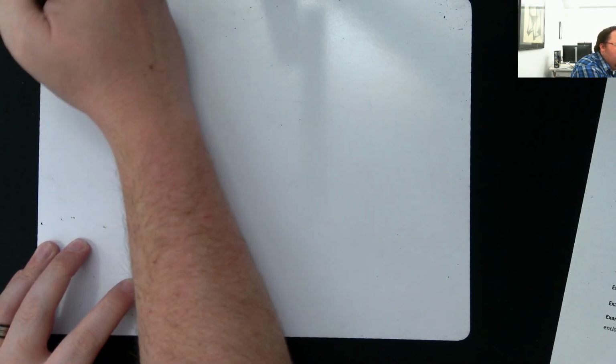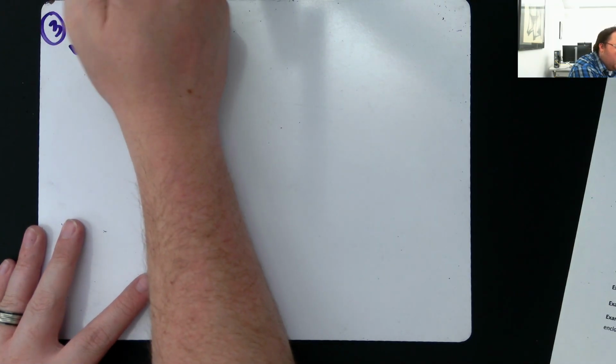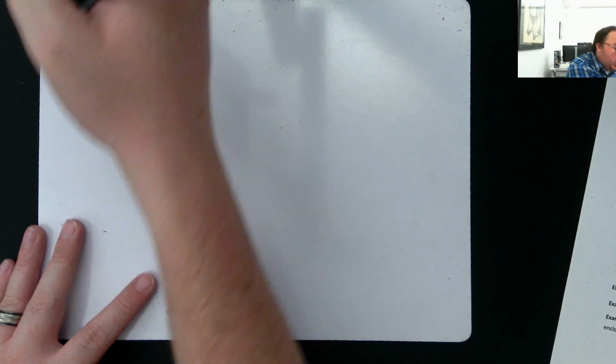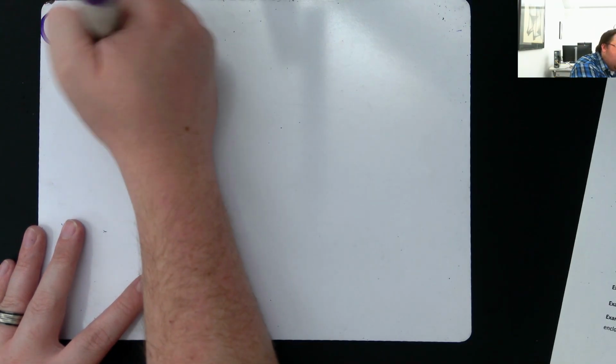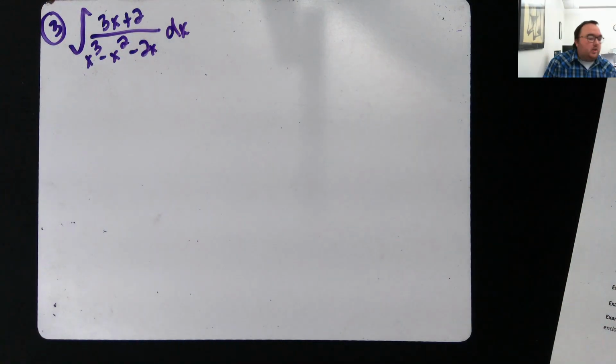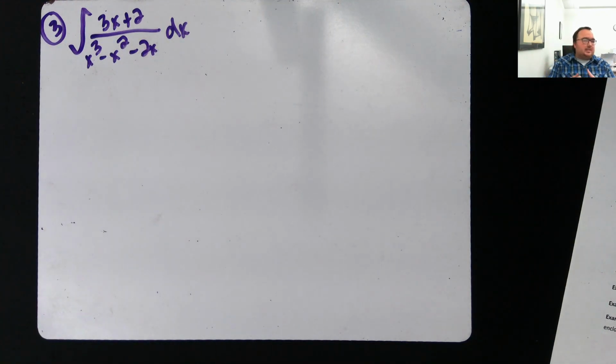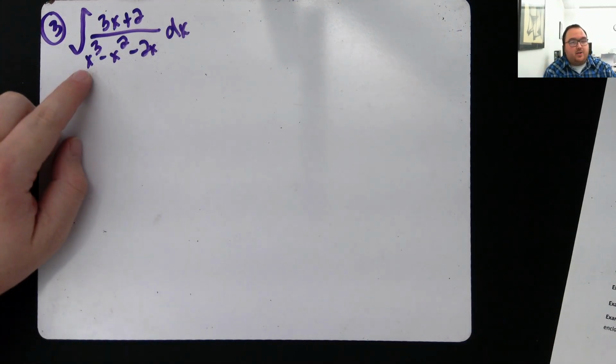Example number 3 is the integral of 3x plus 2 over x cubed minus x squared minus 2x dx. Okay, so clearly here I would see, based on what I know so far, there's no way to solve this, right? So I want to try to rewrite this into a way that's not very hard, right? So I want to split this up into several terms. So I want to factor this out.